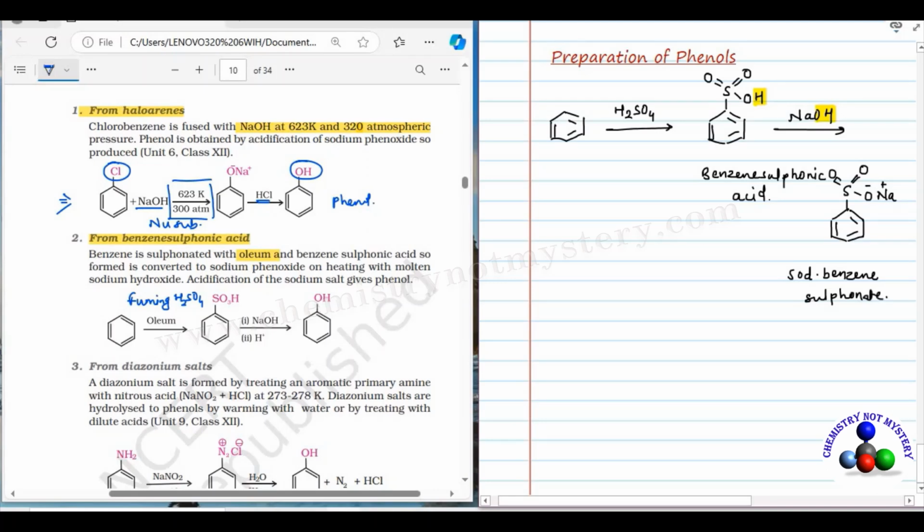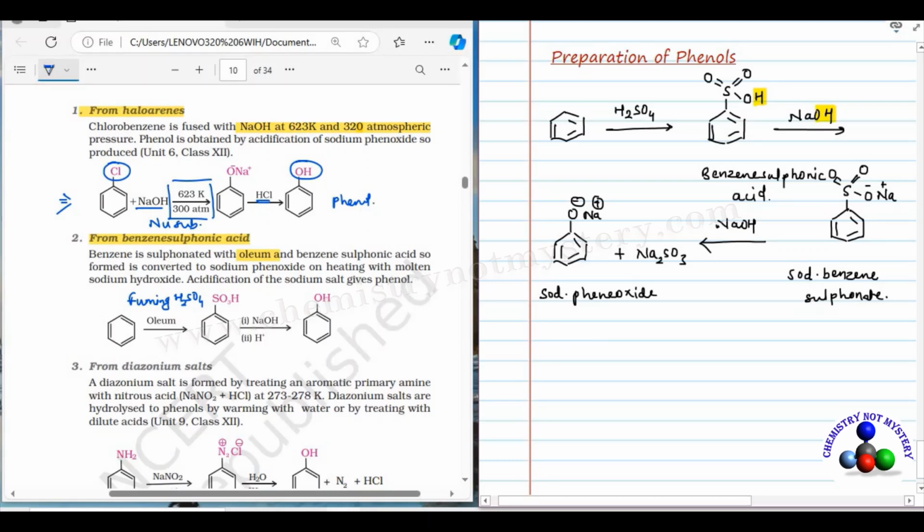When this sodium benzene sulfonate is again fused with NaOH, it gives sodium phenoxide. So here this is benzene, oxygen carries negative charge, and here this is Na positive. So this is sodium phenoxide. And sodium sulfite is formed. This is Na2SO3. So that's how the SO3 group is removed with the sodium.